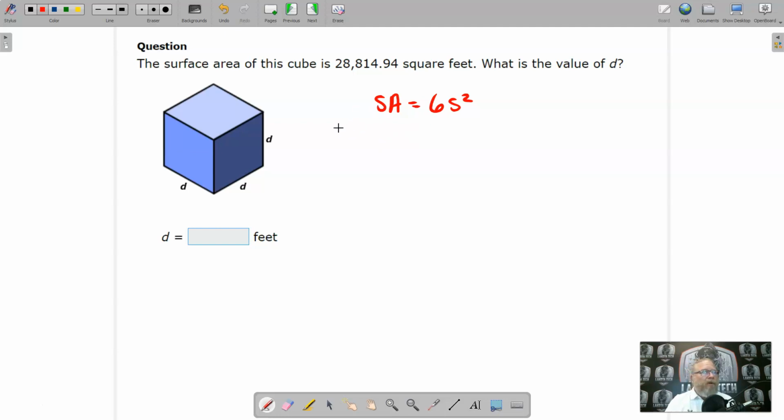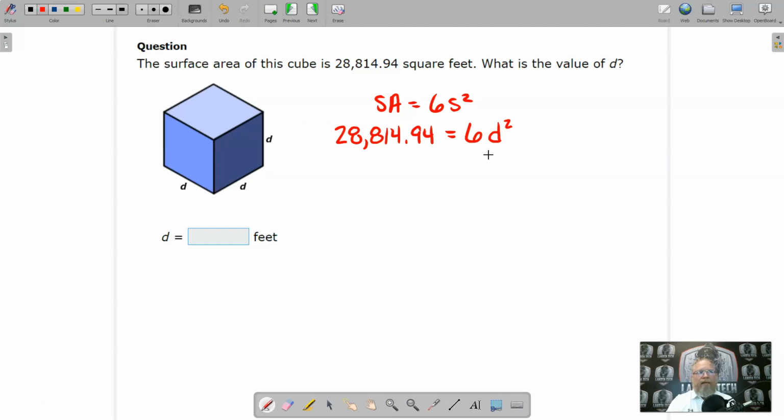So we have 28,814.94, and this equals 6. I'm getting confused because I'm looking over at D. I'm wanting to write S, and it's got a D there. So let's do 6, and we're trying to solve for D. D is the side length, right, which is S, and we're going to square that.